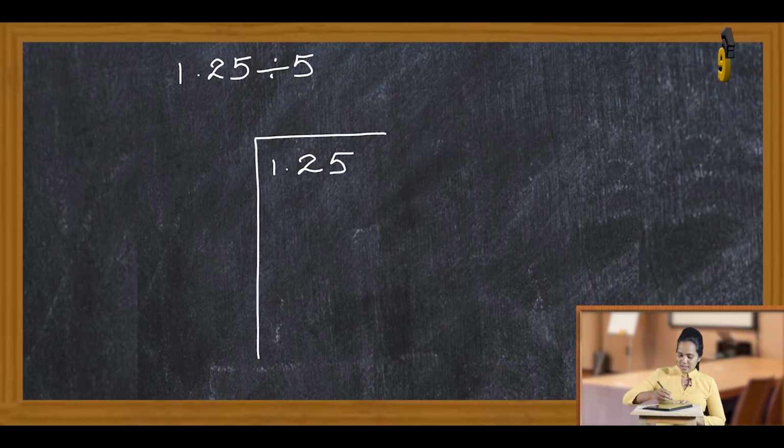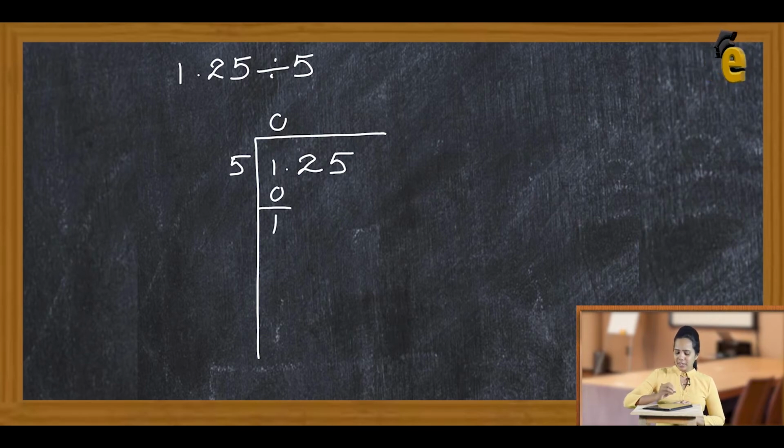So, let's learn how to divide 1.25 by 5. We write 1.25 divided by 5. What method do you use? You use the long division method. We first write 1.25, then the long division, then 5. Okay. So, we first consider the number of 5s in 1. There are no 5s in 1. Therefore, 5 into 0 is 0, then you get 1.